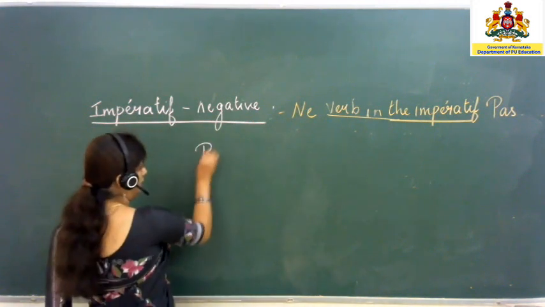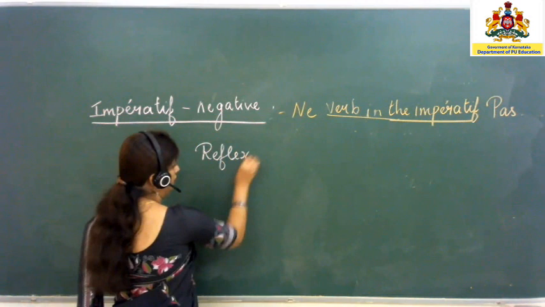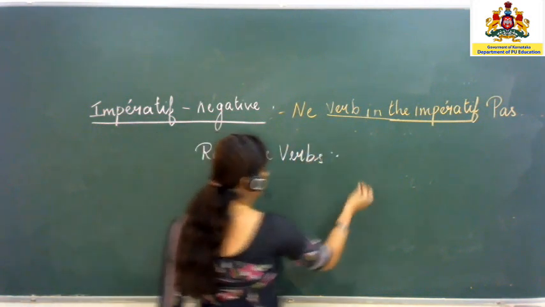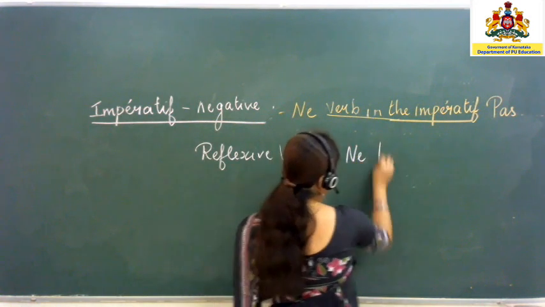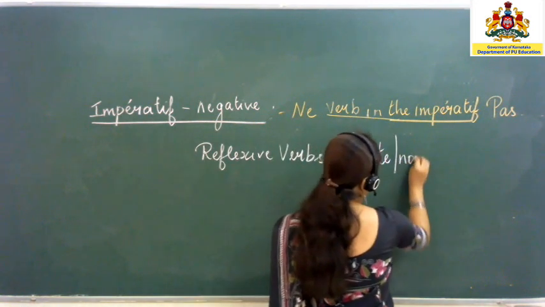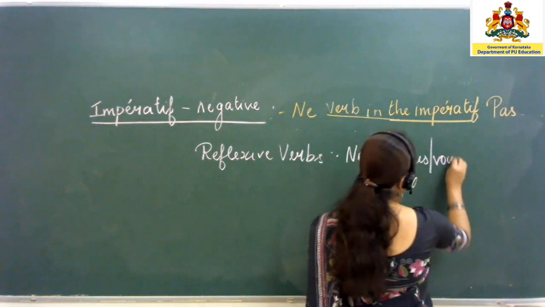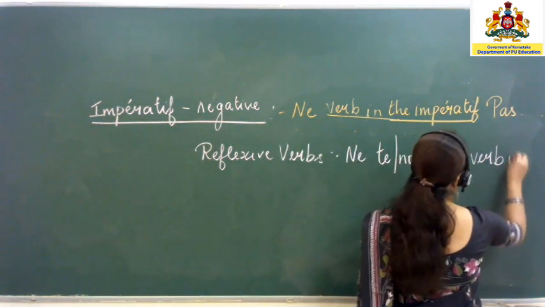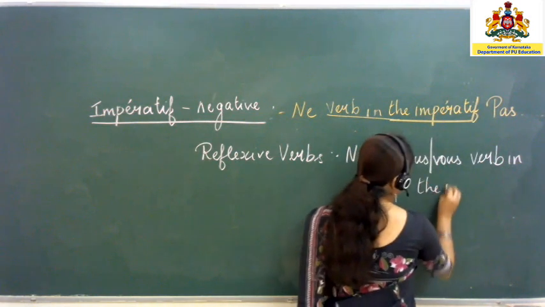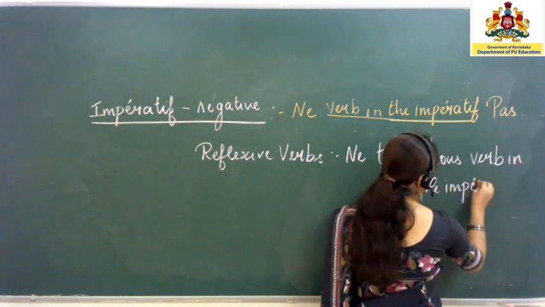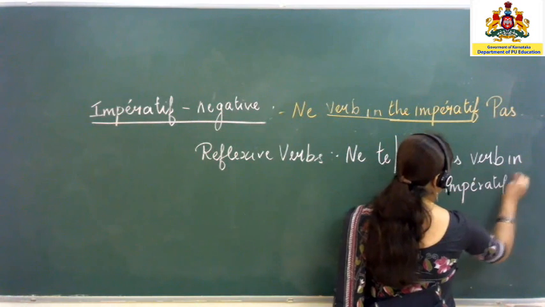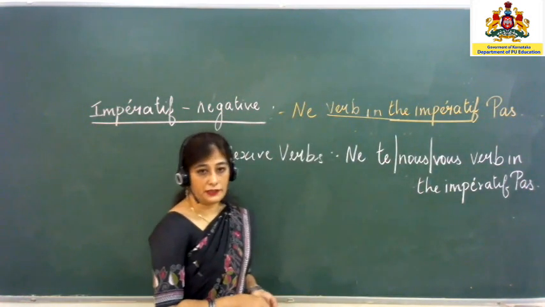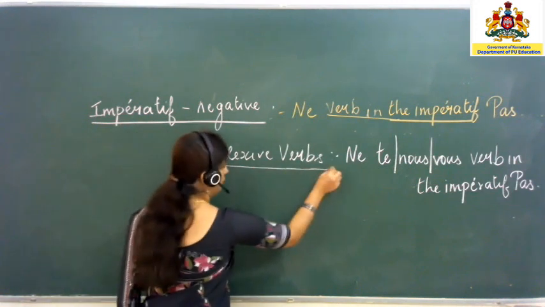Now, if it is a reflexive verb, for reflexive verbs, it is ne, te, nous, vous, then the verb in the imperative and pas. Fine. So this is your imperative in the negative form.